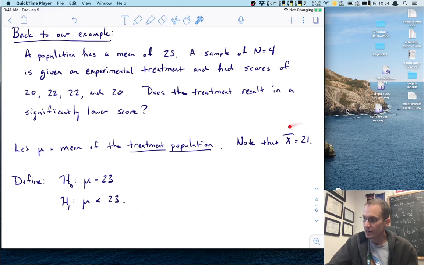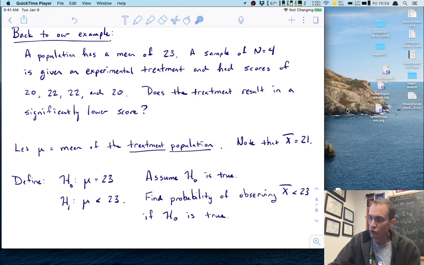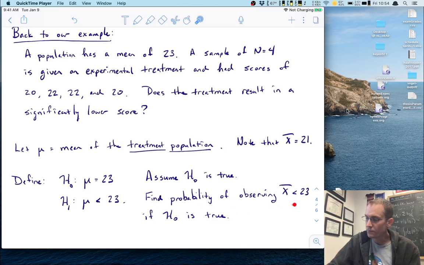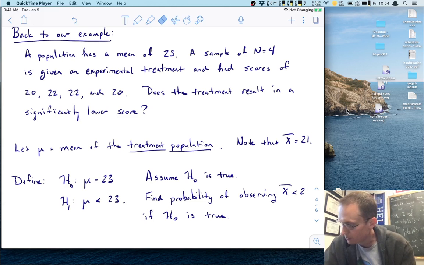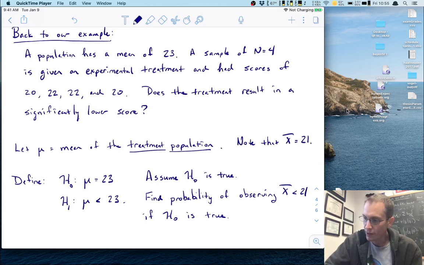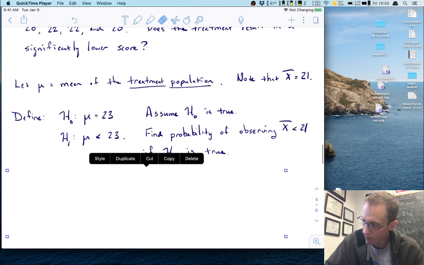We have some observed data. We want to know which of these hypotheses is best supported by the data, which of them best explains the data. The way that works is we assume that the null is true. So let's say that the null is true, and let's find the probability of observing our data or more extreme, that is x bar less than 23. Sorry, oops, I messed that up. We want to find the probability of observing x bar less than 21 if the null is true. Okay. So how do we do that?